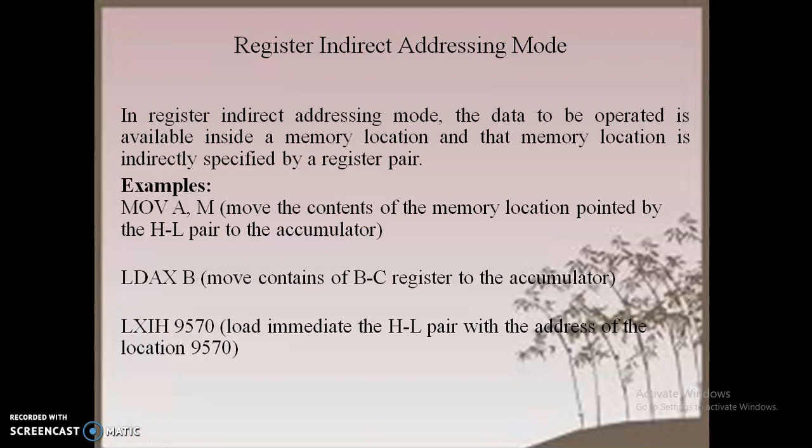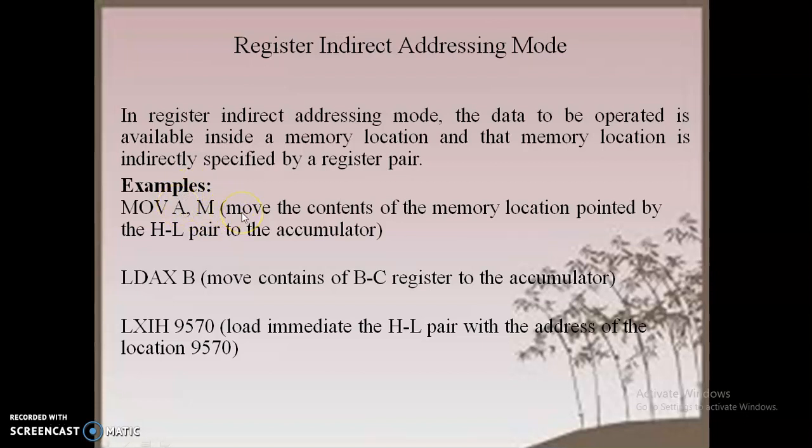The next type is register indirect addressing mode. In this register indirect addressing mode, the data to be operated is available inside a memory location, and that memory location is indirectly specified by the register pair. Here you can use the register pair along with memory. In the first example, MOV A, M. M means the memory location. It may be any memory address, 2050, 3051, 4004, wherever the data is available. That value is transferred to the accumulator.